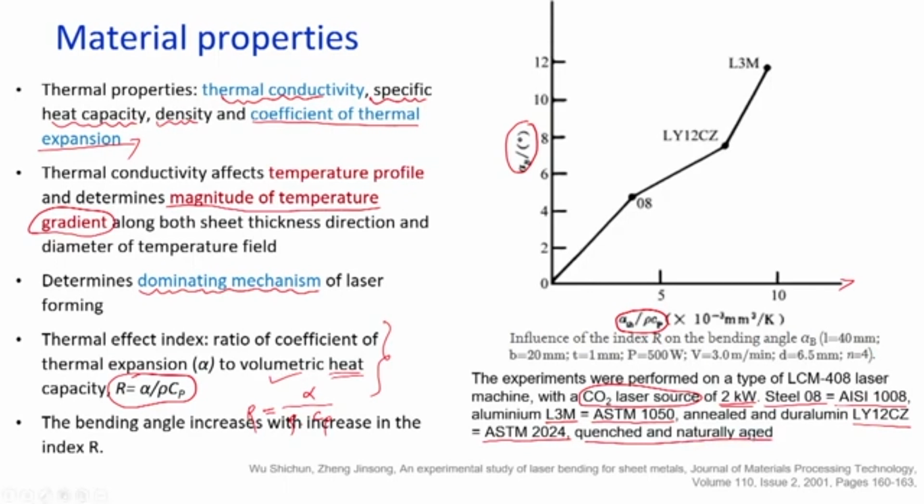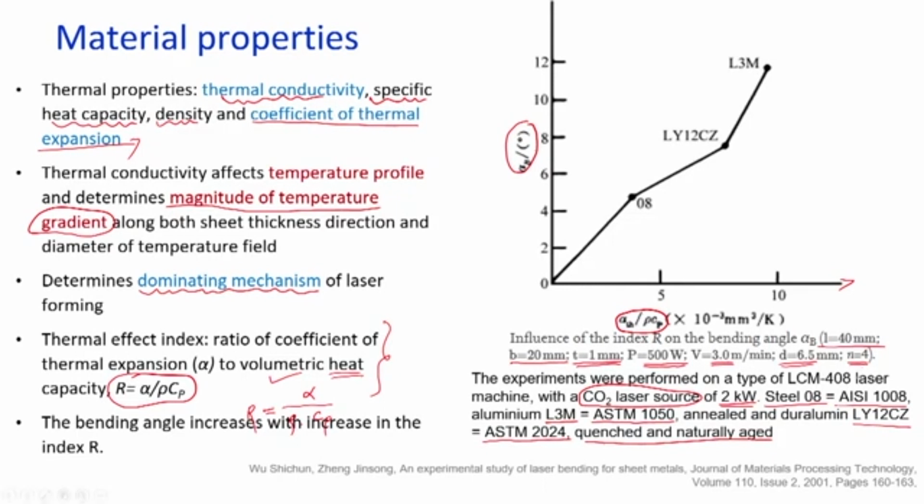So, these three materials were selected for this study, and you can see the process parameters on your screen. The length of the workpiece was 40 mm, its width was 20 mm, and the thickness was 1 mm. The specimen size is 40 by 20 by 1 mm. Laser power was set to about 500 watt, and the scan velocity was 3 meters per minute, 3000 mm per minute. The laser spot diameter was 6.5 mm, and the number of passes was 4.